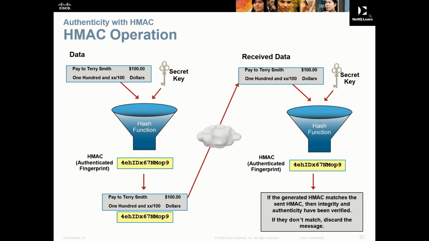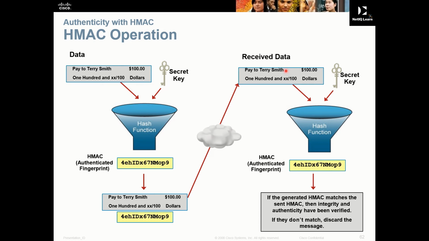Now let's be clear on how the HMAC is operating. We send the data plus the secret key through a hash function and generate the HMAC. We attach this generated HMAC to the data and send it through the communication method, probably over the internet. And now the receiver receives the data.